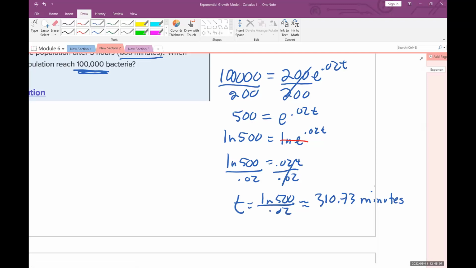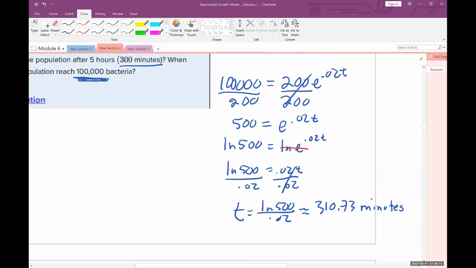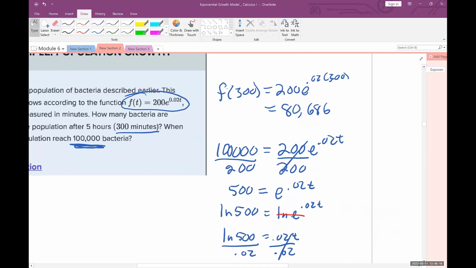Let's go ahead and do any questions about this whole process, what we just did? Yes, go ahead. So what were we doing when we got the 80,686? So that one, we're just told how much after 5 hours. So they say 5 hours, it's in minutes, so 300 minutes. So we plug that in. That's finding the population after so much time. And the second part is how much time to get to this population.